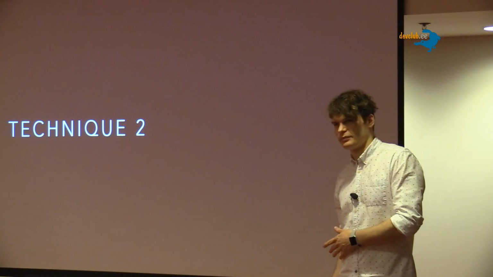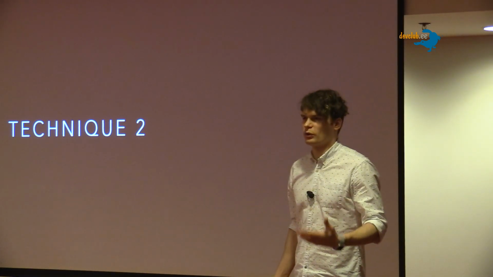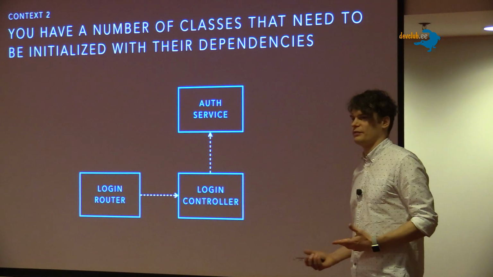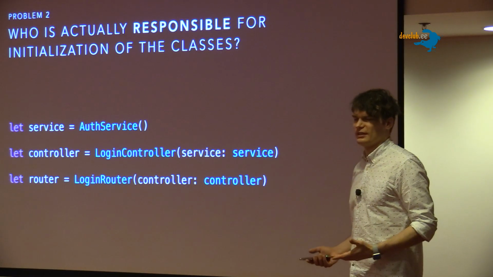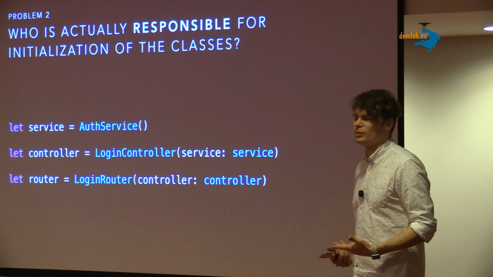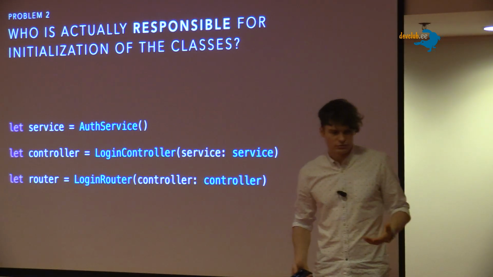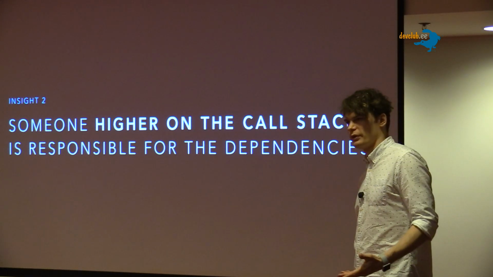So once we figured out technique number one, and by the way, this 5-cent concept, providing dependency through the constructor, let's see what our next stumbling block will be. When you now have a number of classes, and every one wants to be initialized with its dependencies, naturally, the question is, who is responsible for all those initializations? It's not me. It's not the login router, someone else. So taking to the extreme the previous insight about the infrastructure, we can apply it here as well. Again, someone higher on the call stack is responsible for this.